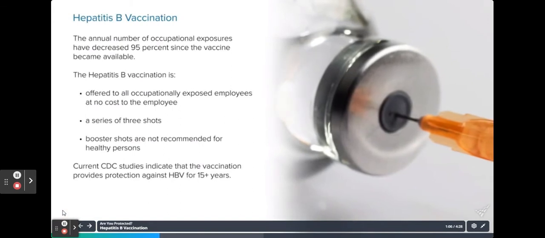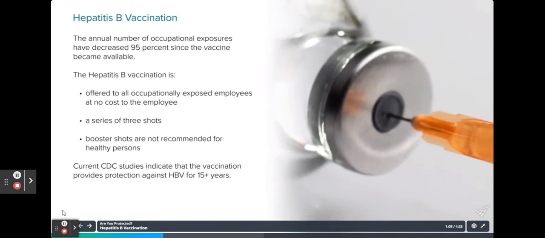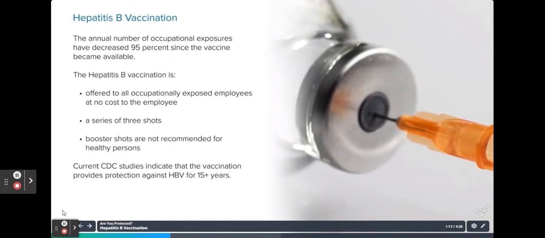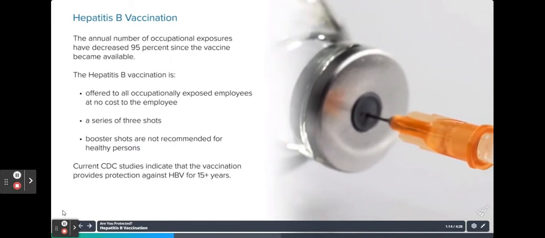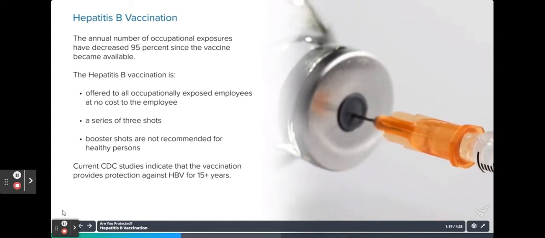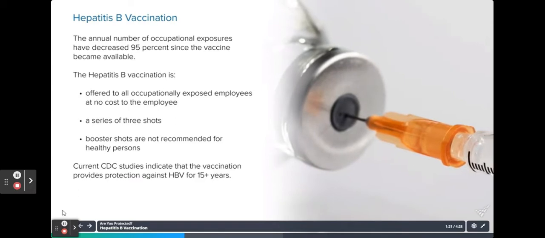Hepatitis B vaccinations have been safely administered to millions of adults and children. The annual number of occupational infections has decreased 95% since the vaccine became available. Individuals whose immune system is compromised should consult their personal doctor before receiving the vaccination.